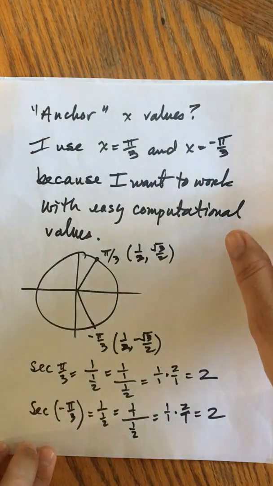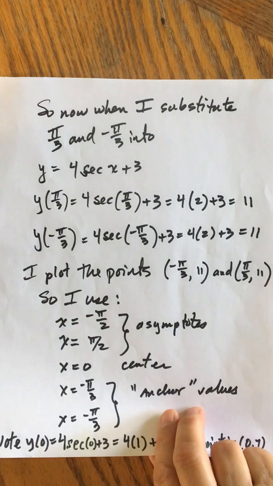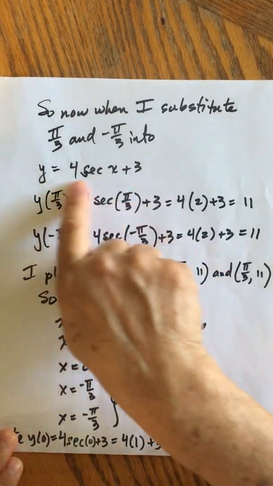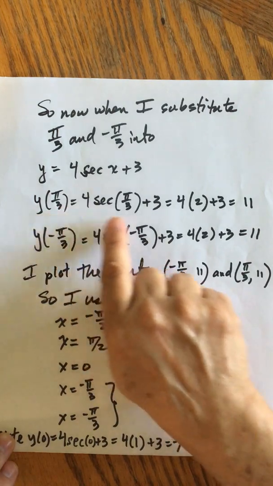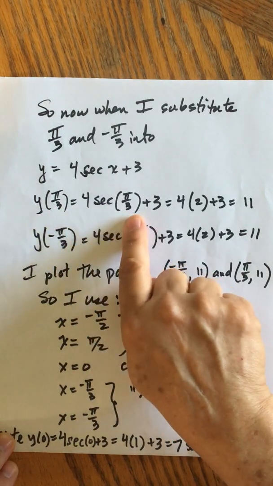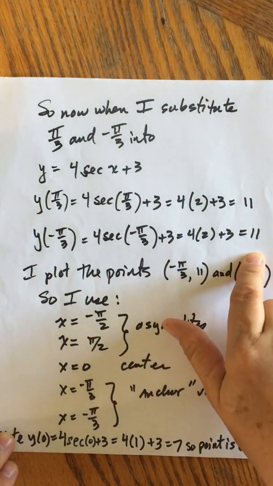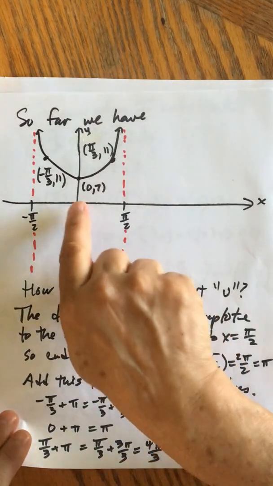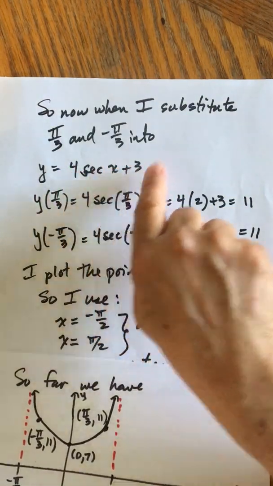Now, that means that when I substitute what I call anchor values, what I'm really working with is this equation for secant x plus 3. So now when I substitute in pi over 3, right, then I know that the secant of pi over 3 is 2. Now I just do 4 times 2 is 8 plus 3 is 11. Okay, so that way I get these points. Right? I have, well, I guess I had 0. That was kind of nice because it just ends up being 7, because I end up having 1 times 4 is 4 plus 3 is 7.